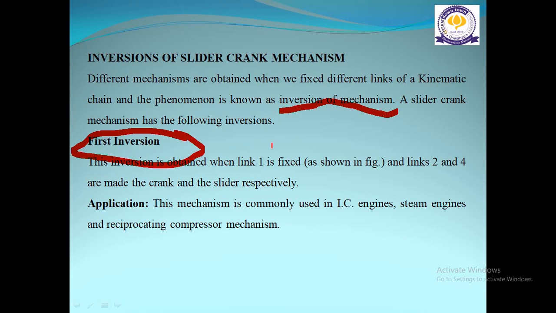So here is the first inversion. This inversion is obtained when link 1 is fixed and links 2 and 4 are made the crank and the slider respectively.